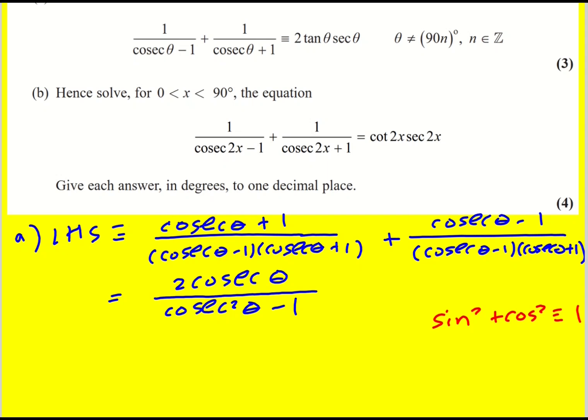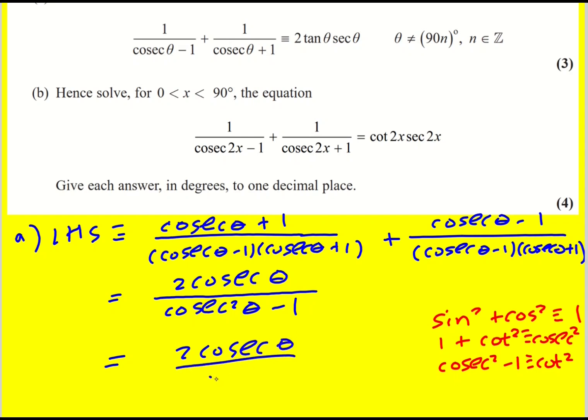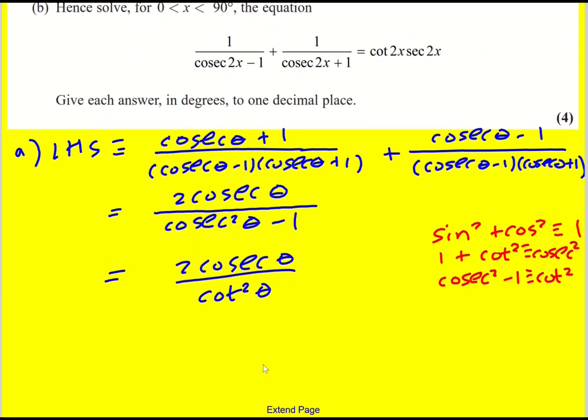And then if I want cosec squared, I'm going to divide through by sine squared. So I'd get 1 plus cos squared over sine squared. That's actually cot squared. And that's going to equal, or be identical to cosec squared, which means cosec squared minus 1 is going to be cot squared. All right, brilliant. That is our next line then. So we can replace the denominator by cot squared theta. Yeah, and let's keep going.